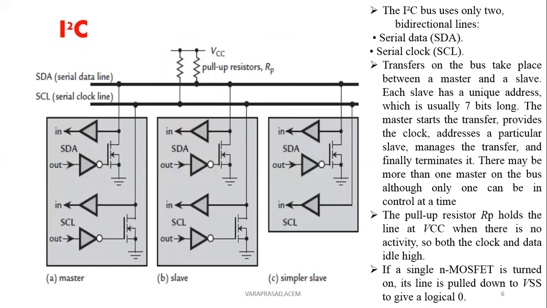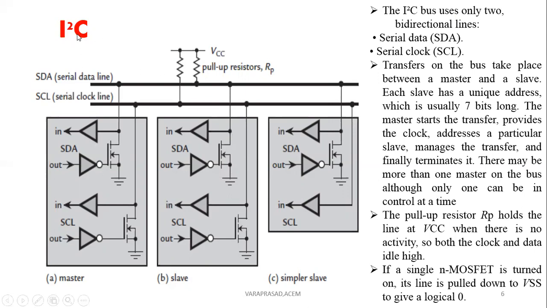I squared C means I2C means IIC means inter-integrated circuit. You can observe here we have integrated, that means ICs. Different ICs are available. ICs means which consist of transistors. So here N-channel MOSFETs are used. How that will be? You have to see.